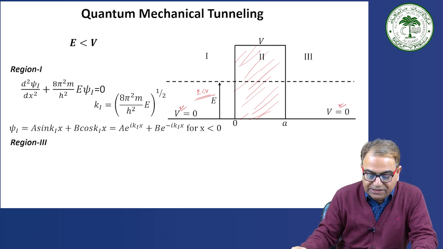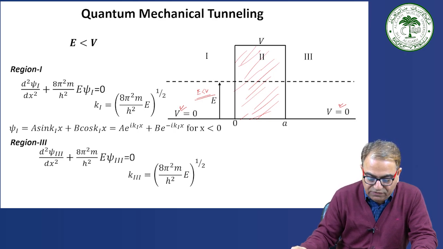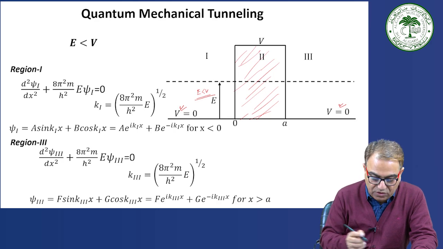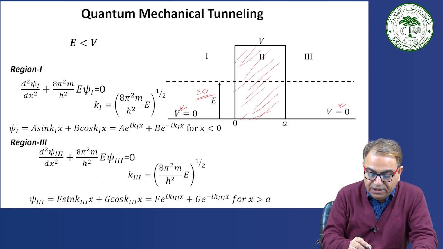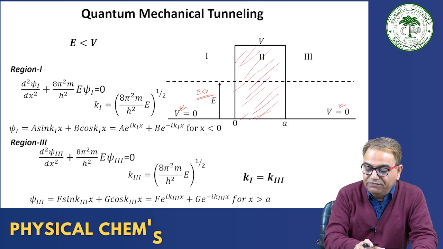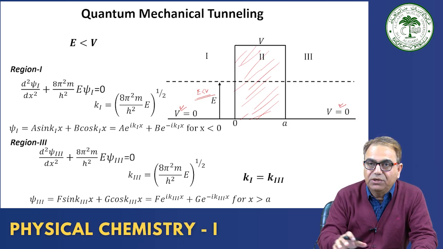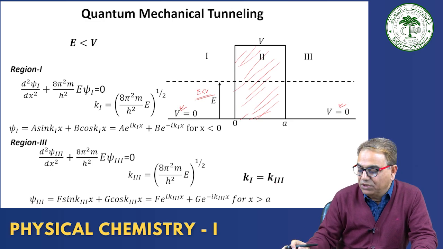On the extreme right hand side, in region 3, you can also write a similar equation with the psi 3 value. Now, the constants I have changed: f sin k3x plus g cos k3x, or in the exponential form you can write it similarly. So both k1 and k3 are the same in this case. The first region and the third region are similar. Potential energy is 0 here also, and k1 and k3 become equal.